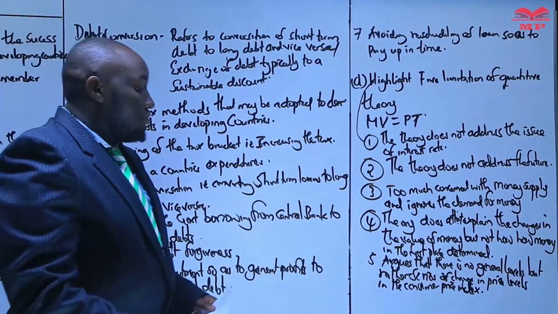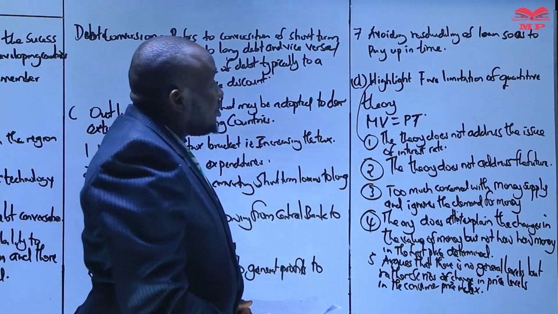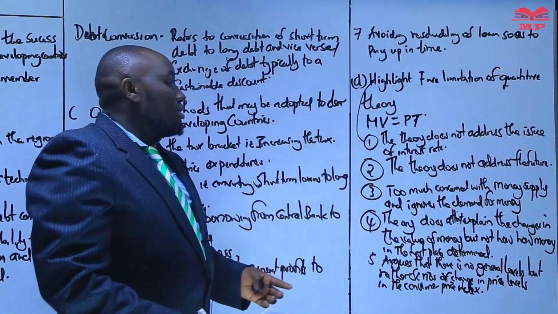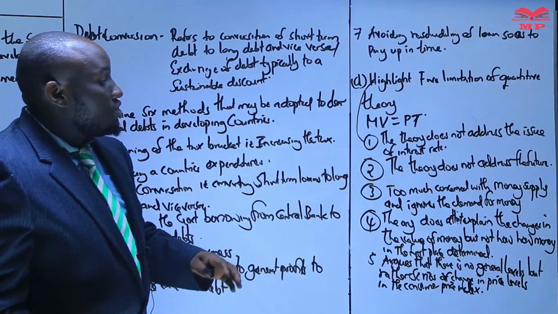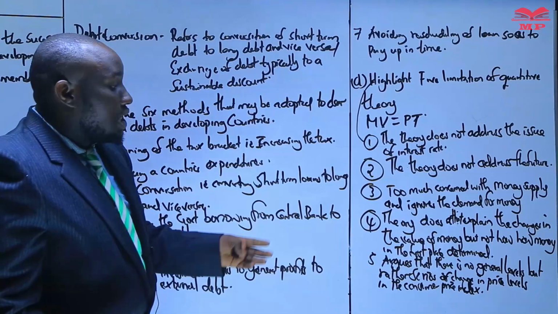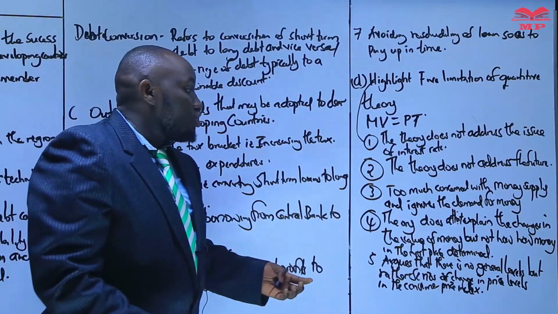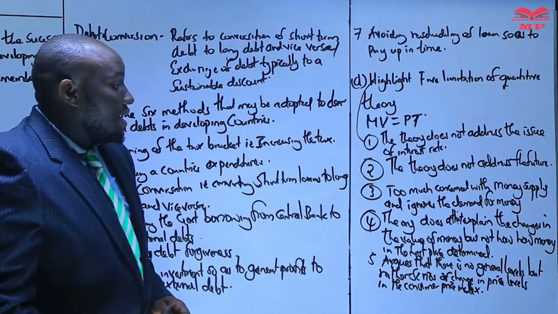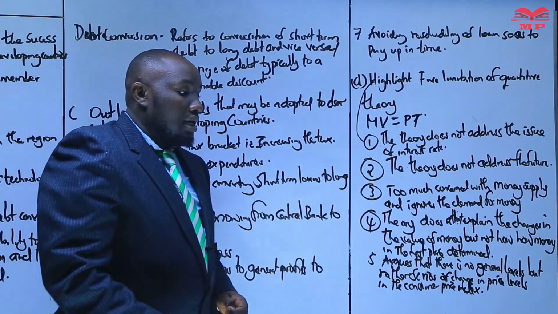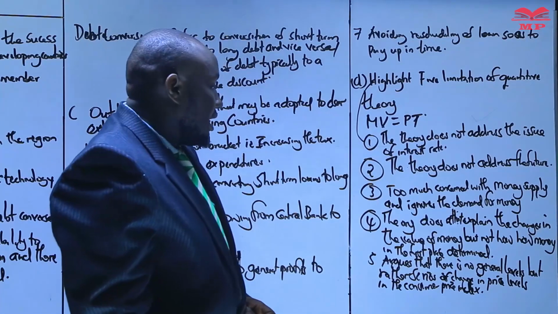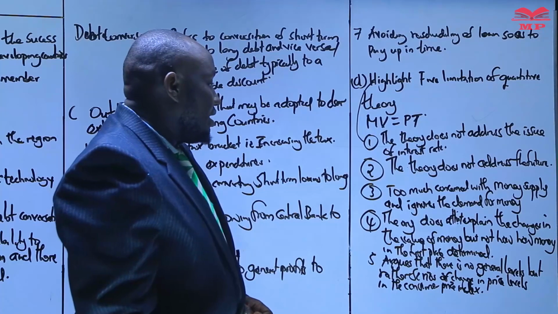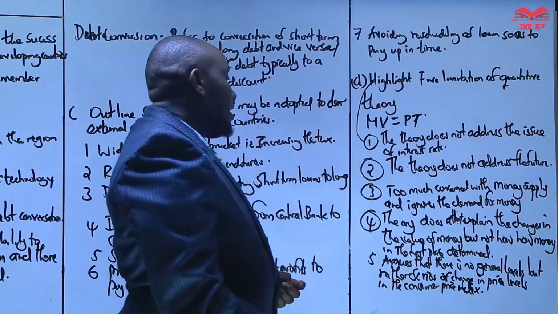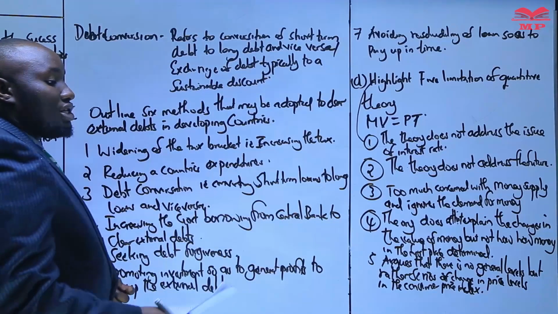So those are some of the limitations attached to the quantitative theory of money. One, it does not address the issue of interest rate. We also know that it does not address the future. It is too much concerned with money supply and ignores the aspect of demand for money. The theory attempts to explain the changes in the value of money, but does not address how money is in the first place determined.